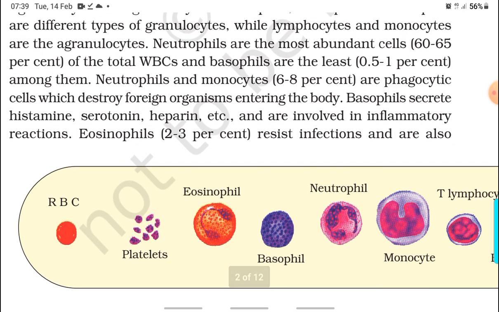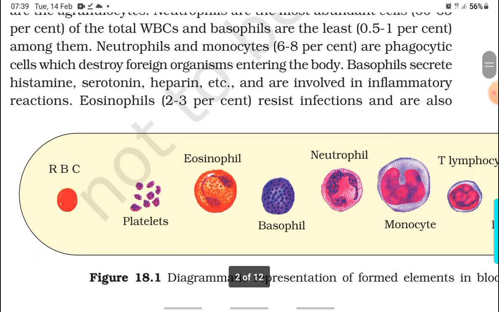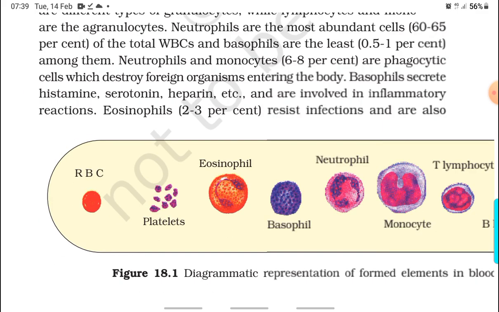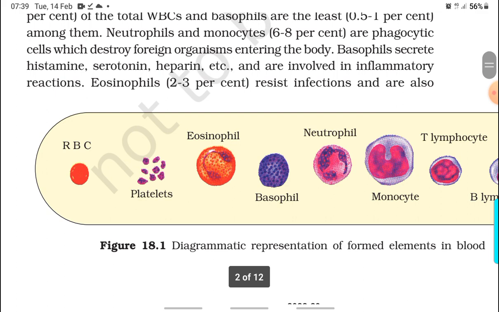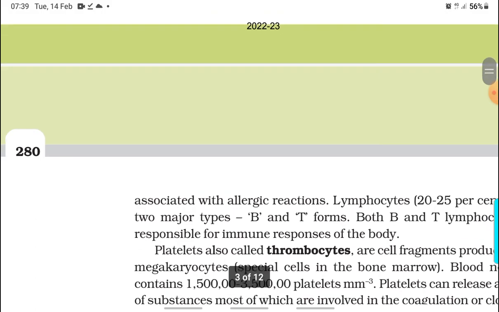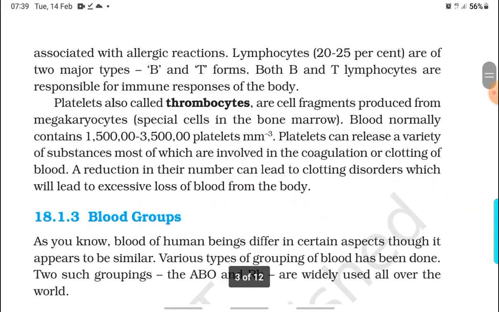Neutrophils are the most abundant cells, 60 to 65% of the total WBCs, and basophils are the least, 0.5 to 1% among them. Neutrophils and monocytes, 6 to 8%, are phagocytic cells which destroy foreign organisms entering the body. Basophils secrete histamine, serotonin, heparin, etc. and are involved in inflammatory reaction. Eosinophils, 2 to 3%, resist infections and are also associated with allergic reactions.